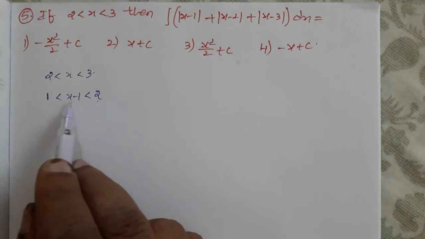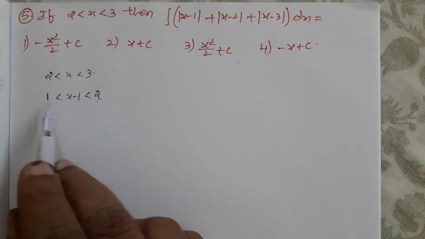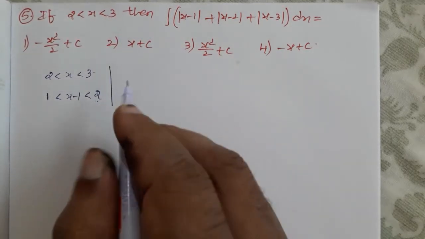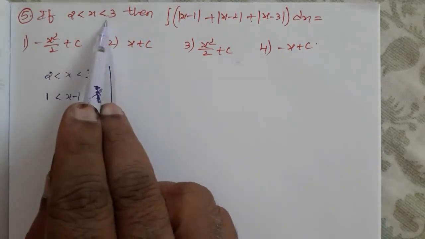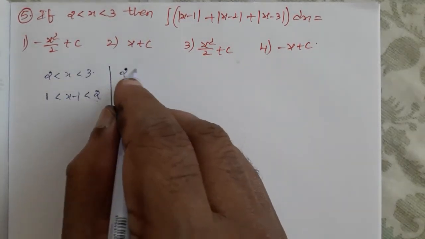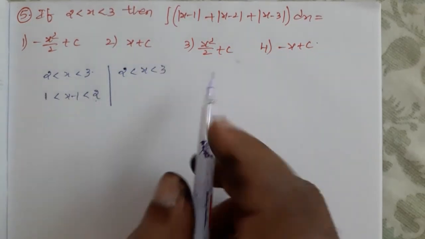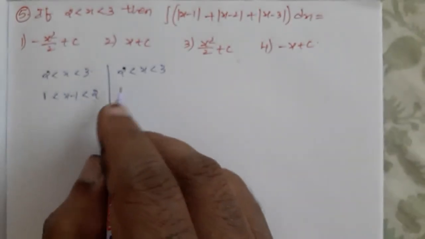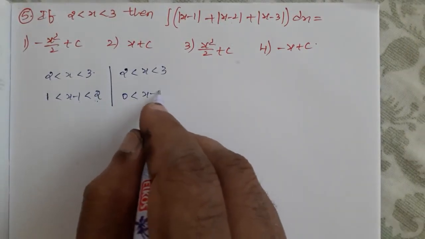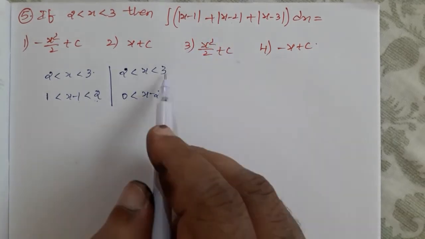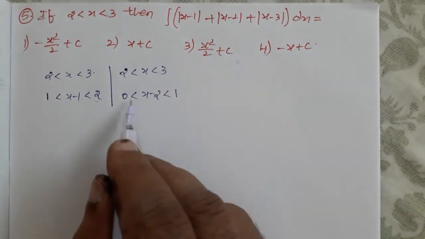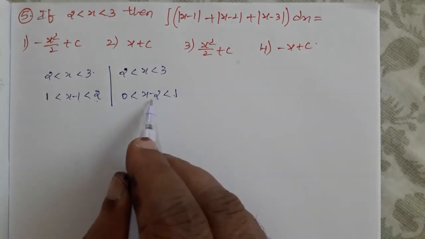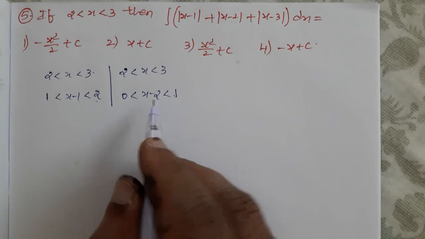That means x minus 1 is positive because the interval 1 to 2 is a positive interval. This is the first case. Now again I am writing the same thing: 2 less than x less than 3. Now we have to subtract 2 from x. So 2 minus 2 means 0, less than x minus 2 less than 3 minus 2, which means 1. The span 0 to 1 is a positive interval. That means x minus 2 is positive.